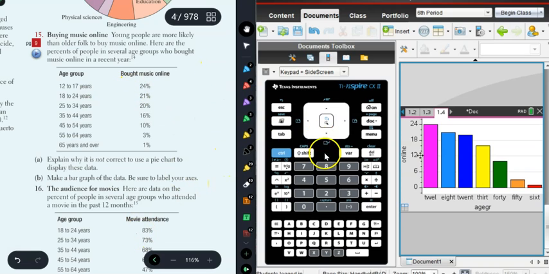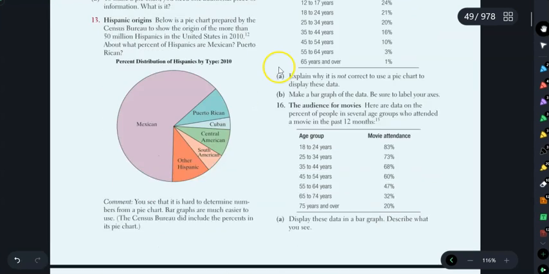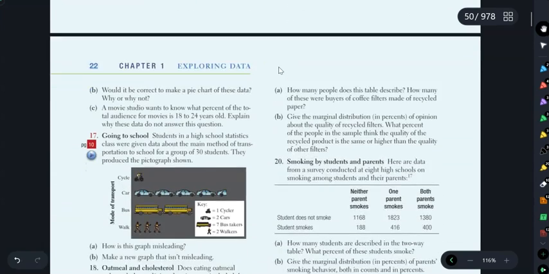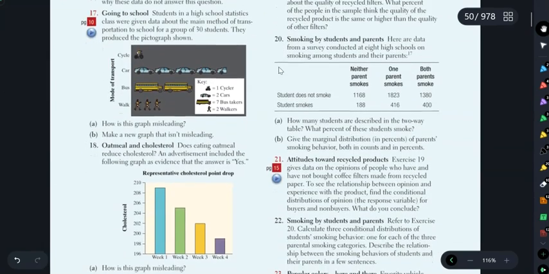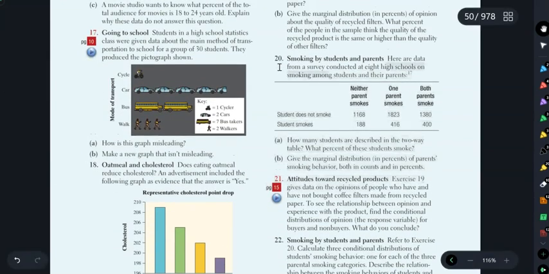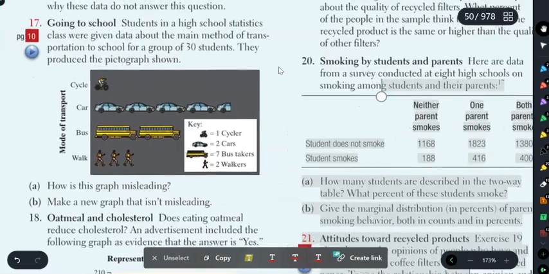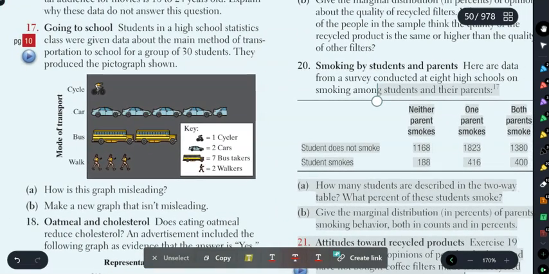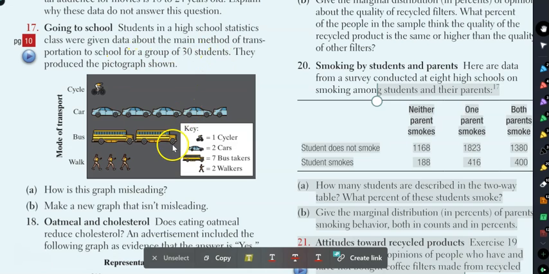Okay, so let's move on to 17. Once again, let's maximize this window. And 17, here we go. Going to school, our favorite thing ever. So students in a high school statistics class, always a statistics class, I wonder why, were given data about the main method of transportation to school for a group of 30 students. They produced the pictograph shown below.